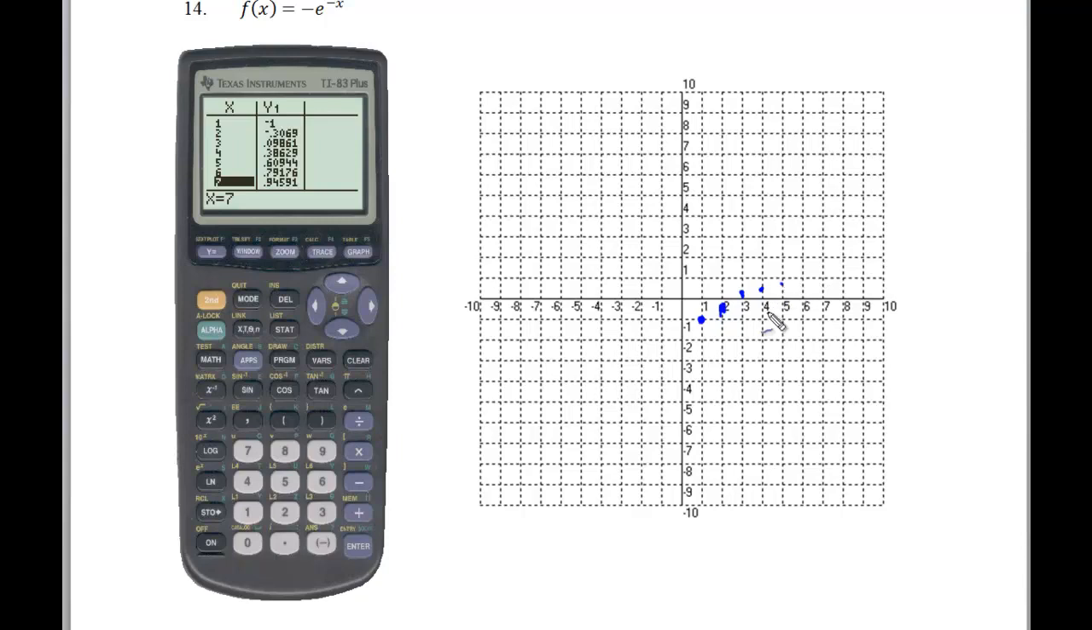And 5 on my x is 0.6. Alright, so now what I'm going to do is make my natural log curve. All right, so let's talk about domain and range.